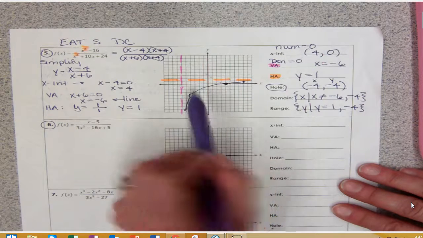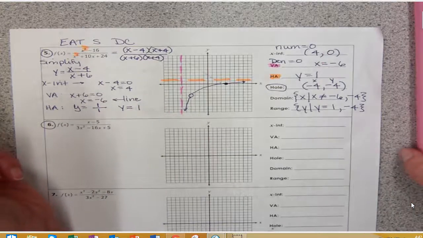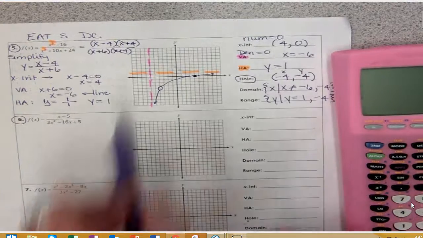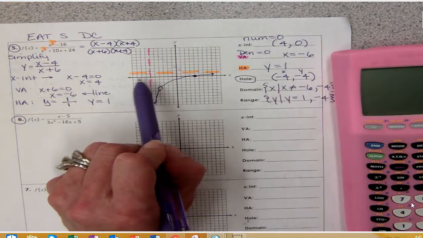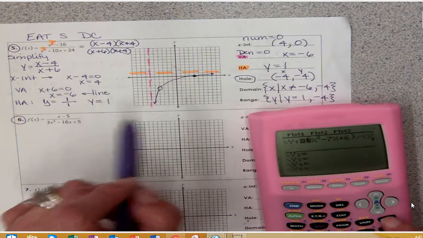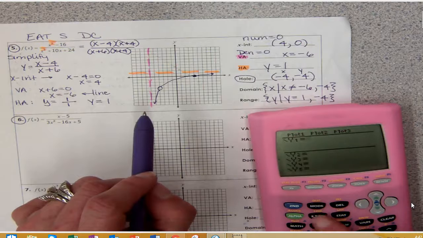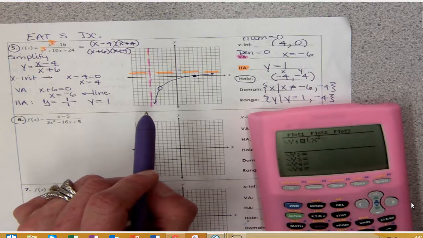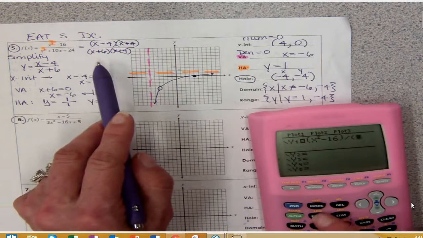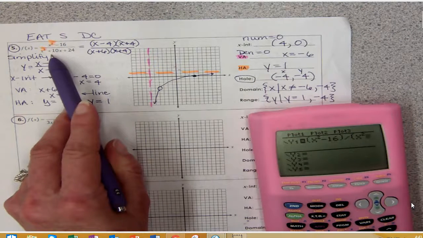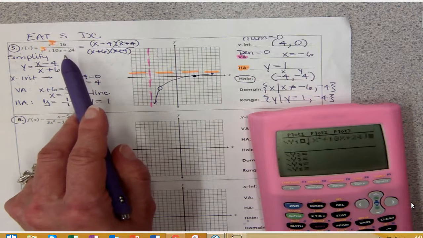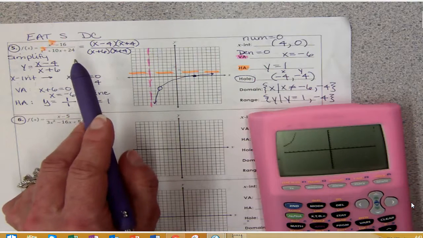So it looks like we have this side of the graph, but we don't really have this side of the graph. Now again, you can start plugging in numbers to see what that would be. Create a table, maybe plug in -7, -8, -9, -10. But I'm just going to plug it in my calculator and see what I come up with. I'm going to put parentheses x squared minus 16 and a parentheses divided by parentheses x squared plus 10x plus 24 and a parentheses, and graph that.